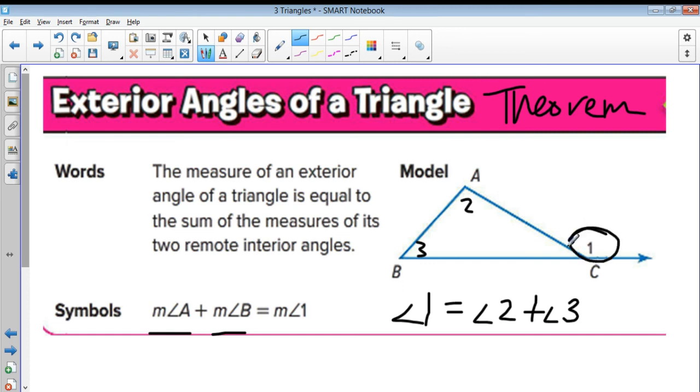So that means whenever I have something here, I can set it equal to the sum of the two remote interior angles. Okay, and now you're going to use this idea, an application of this, to actually quite difficult problems, much more difficult than we've looked at here. But I think you're definitely ready for it.